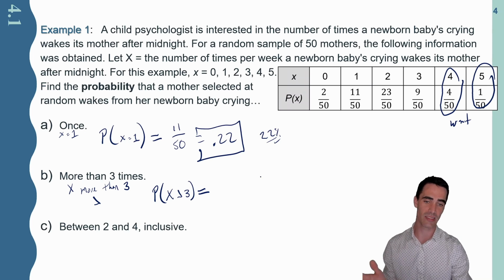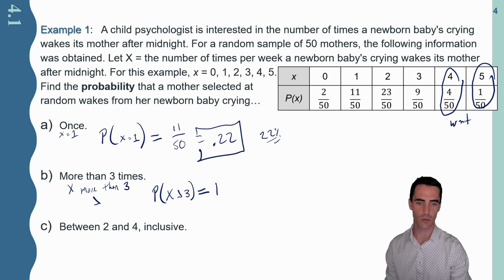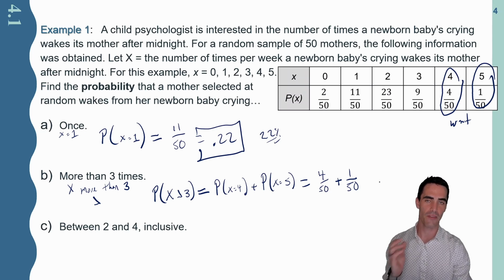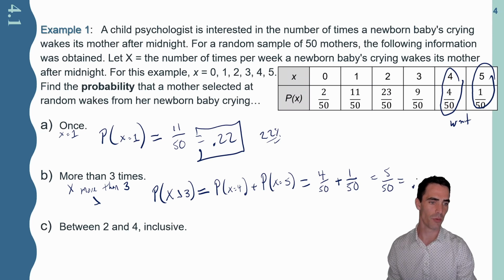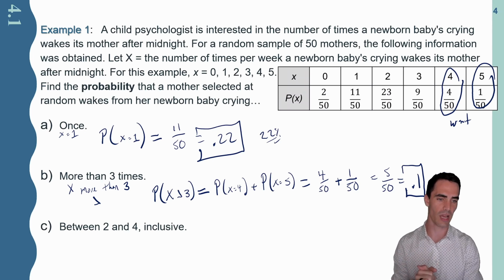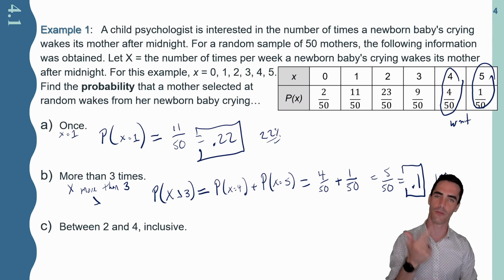And so a way I can translate this more than 3 is I can say this equals the probability that X is equal to 4, plus the probability that X is equal to 5. Or maybe I can just jump right to these probabilities: for the first, it's 4 divided by 50, and then plus 1 divided by 50. If I add up those probabilities, I'll end up with 5 divided by 50, or as a proper decimal, that should be 0.1. You can box it. That's the probability we're interested in. If you want to convert that into a percent, you can. That looks like 10%. What's the probability that a mother's going to be woken more than 3 times? And more than 3, really all they're talking about is 4 and 5.